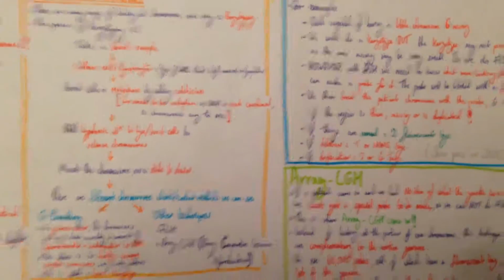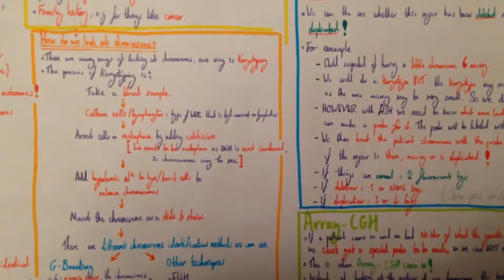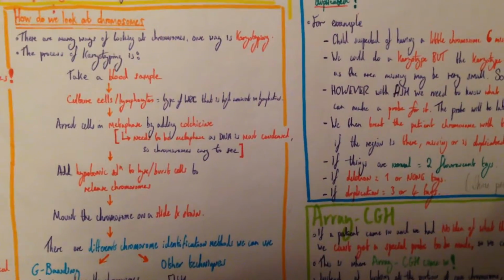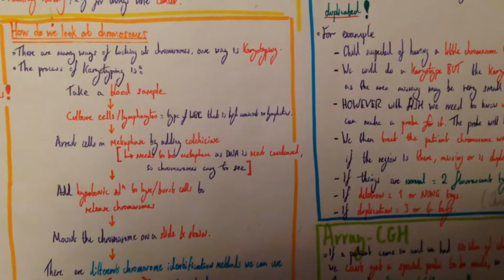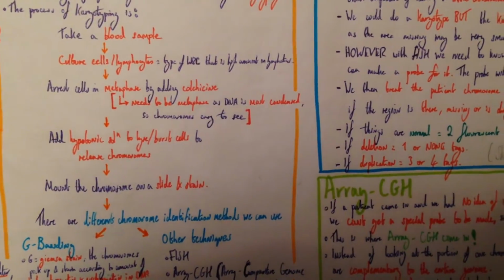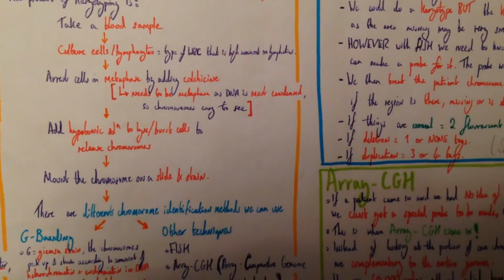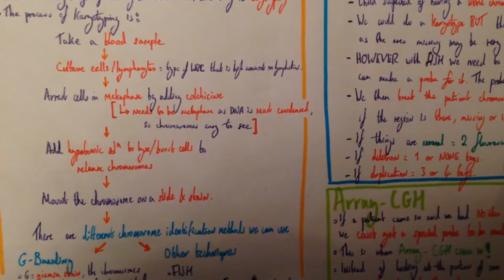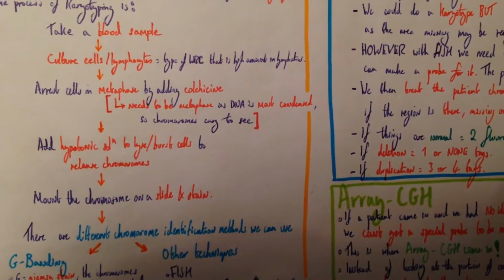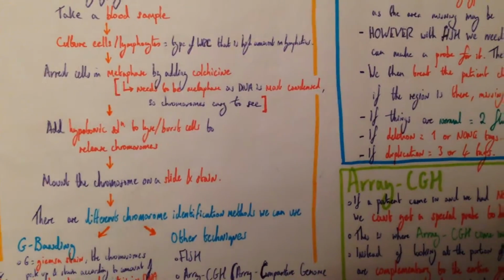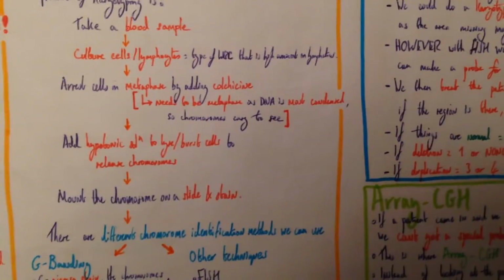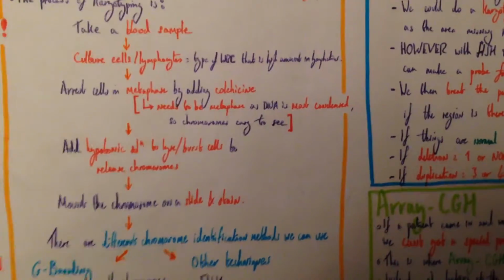So how do we look for chromosomes? This has been covered in other lectures as well, but we'll look into it again. There are many ways of looking at chromosomes. One way is karyotyping. The process of karyotyping is we take a blood sample, we culture the cells, the lymphocytes. Lymphocytes are a type of white blood cell that is found in high amounts in the lymphatics.